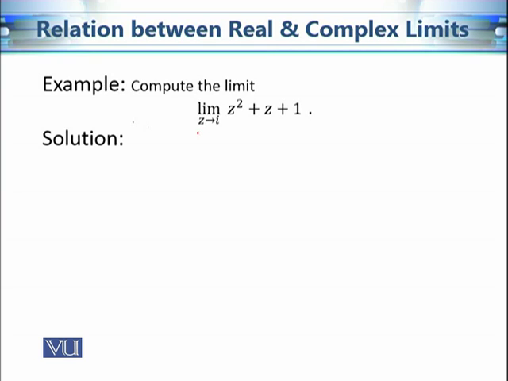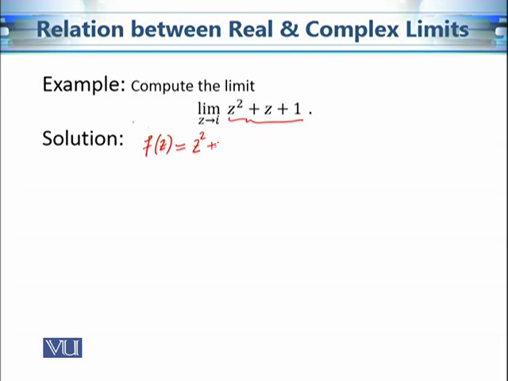Now let's use the bridge between the limits of complex valued functions and the limits of real valued functions to calculate this complex limit. So in this case, our function f of z is z square plus z plus 1. And of course, if we want to use that bridge, then we want to write this complex valued function as u plus iota v. So let's first write down this function f of z in terms of u plus iota v.